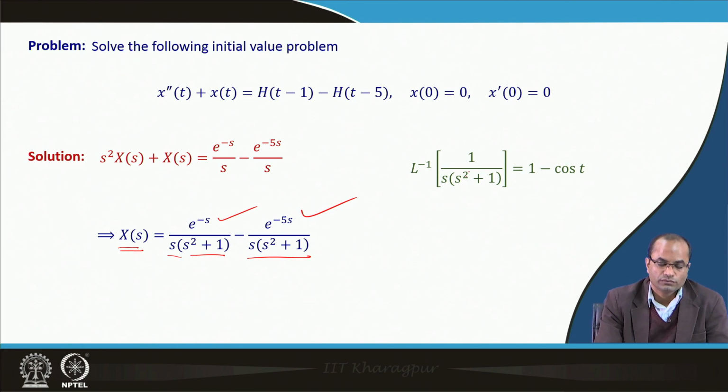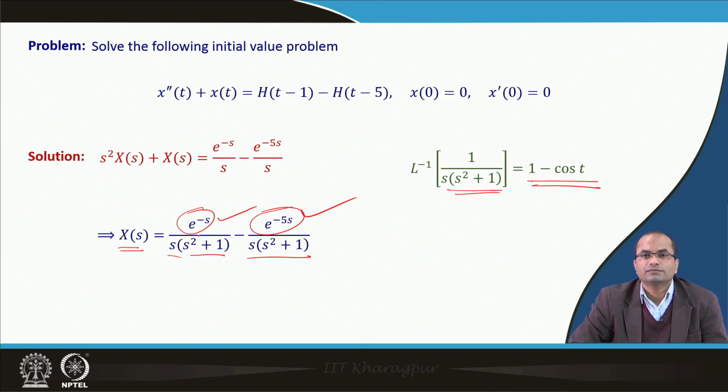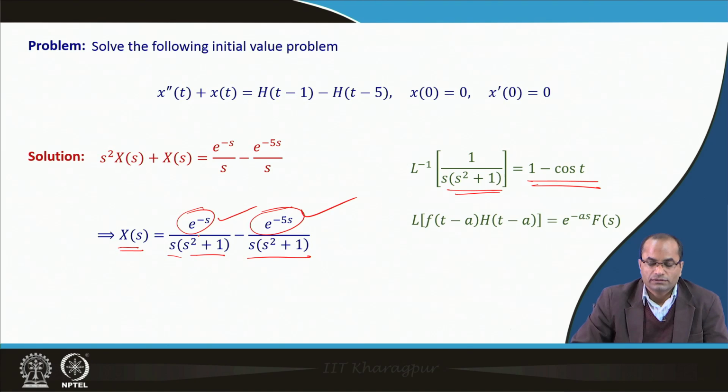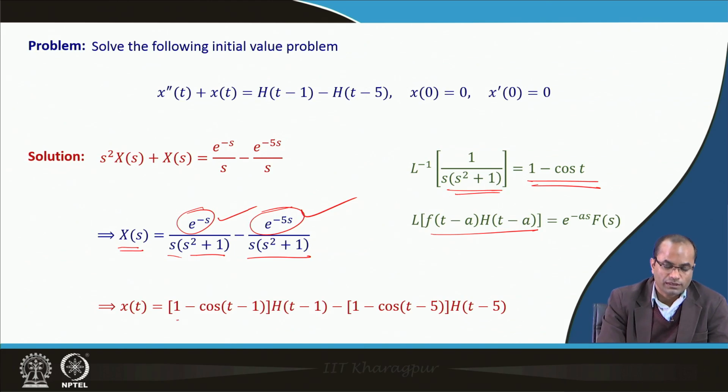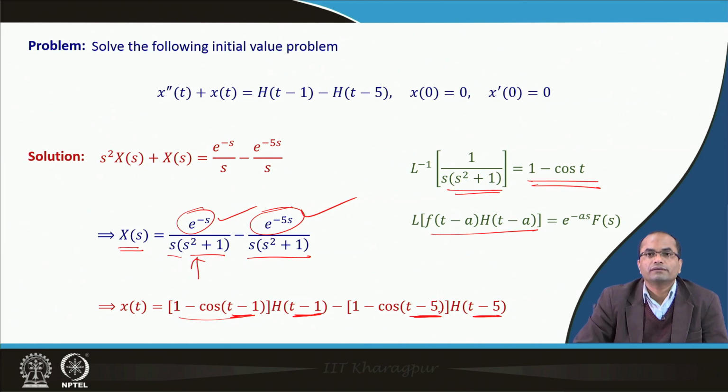So, again we have to realize that the inverse Laplace of 1 over s(s squared plus 1) is 1 minus cos t, and because of this e to the power minus s we will have the shifting theorem, which was used in the previous example as well. So we have 1 minus cos(t minus 1) times the Heaviside function, the shift t minus 1 coming from the first e to the power minus s. In the second case we have a shift by 5, so t minus 5, and again the same thing: 1 minus cos(t minus 5) times the Heaviside function H(t minus 5).